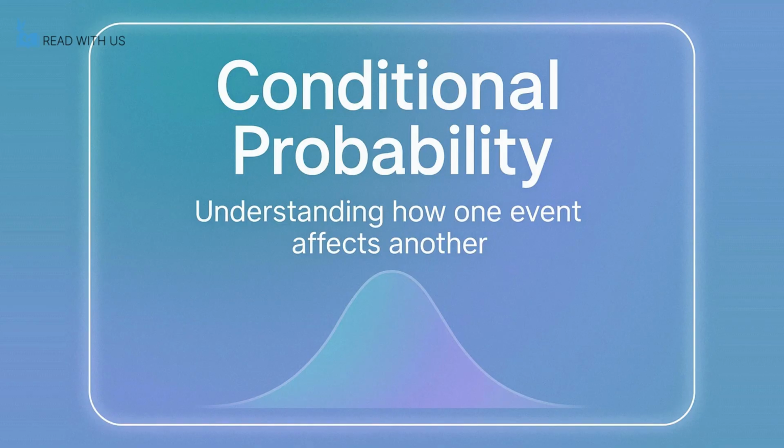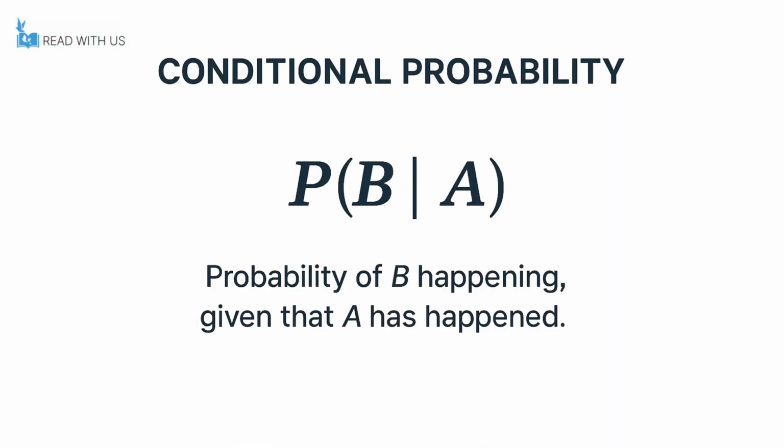In this lesson, we're learning about conditional probability. Conditional probability tells us the probability of an event happening, given that another event has already occurred. We write this as P of B given A, which means the probability that event B happens.